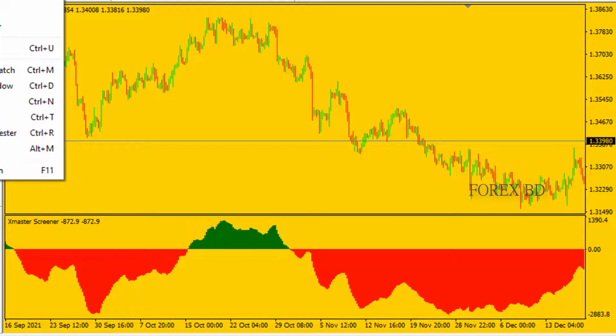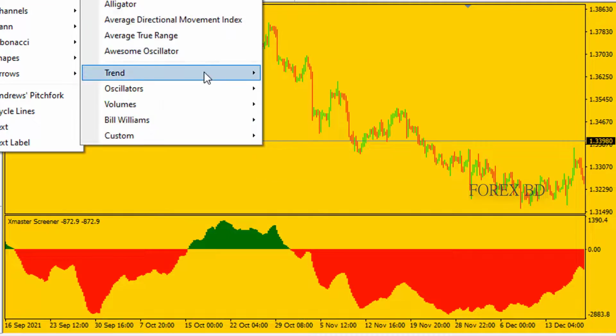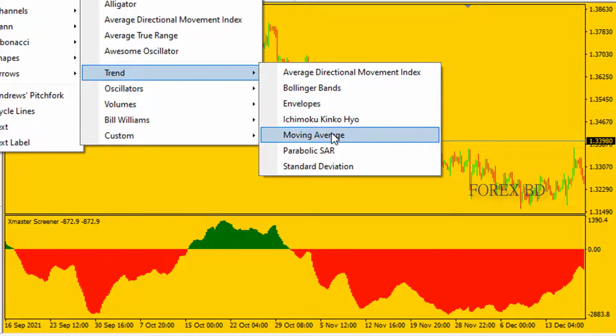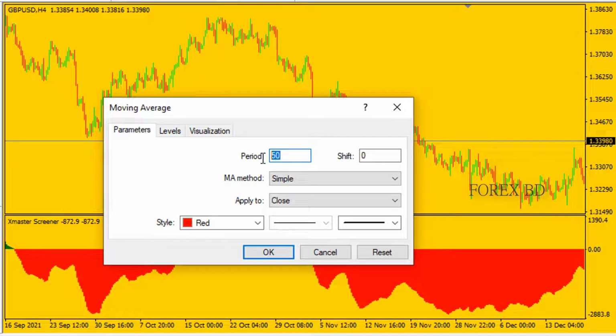Surely you know how to set up a moving average. One thing to keep in mind is that the moving average that you set up will have a period of 50. I am saying again that the period of moving average will be 50. So now we will analyze with the combination of these two indicators.